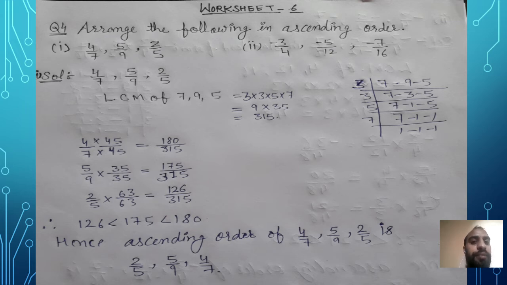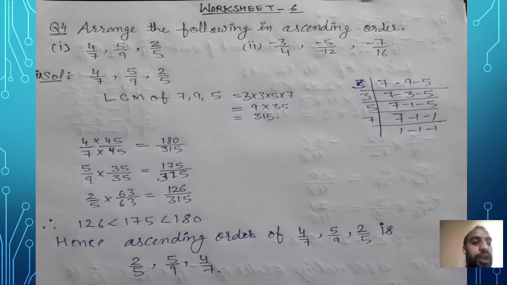4 upon 7 multiplied by 45 upon 45. This is the number required to make 7 equal to 315. And 4 into 45 is 180. Next is 5 upon 9. You need to multiply it by 35. 5 into 35 is 175 and 9 into 35 becomes 315. Then last, 2 upon 5 is multiplied by 63 upon 63. 63 into 2 is 126, and 5 into 63 is 315.